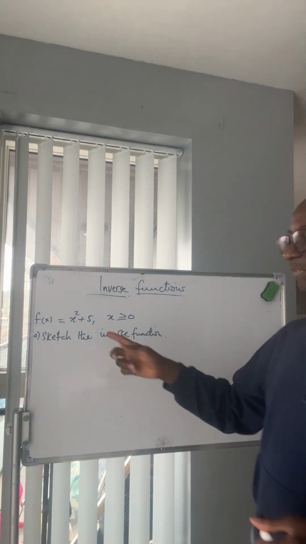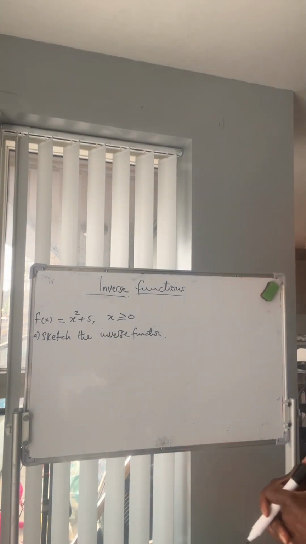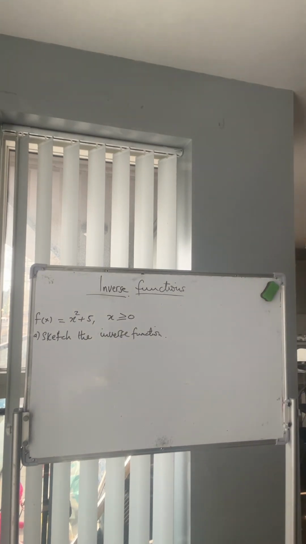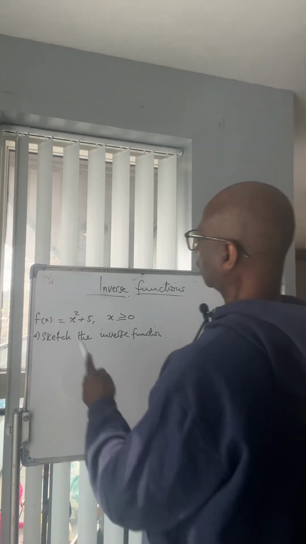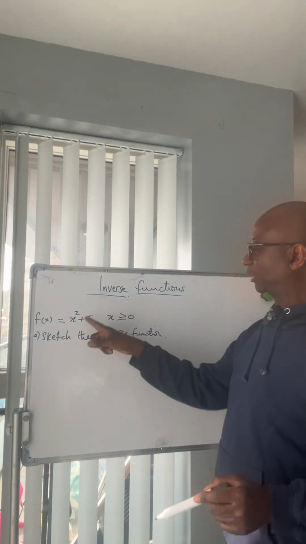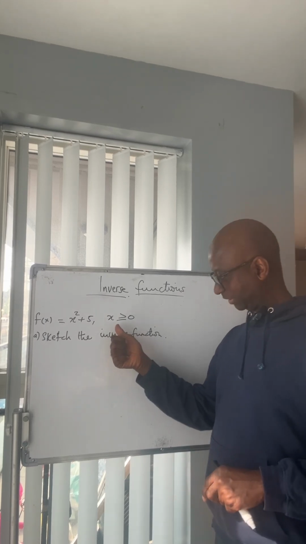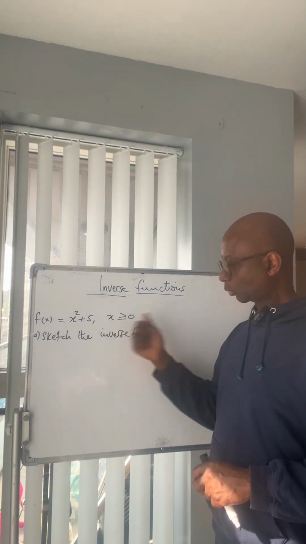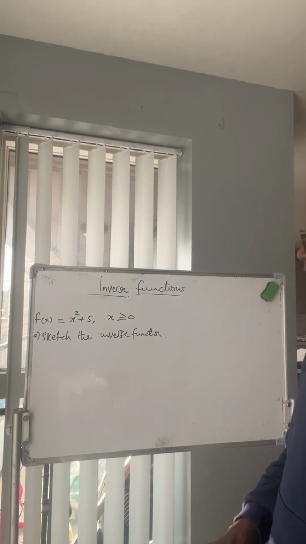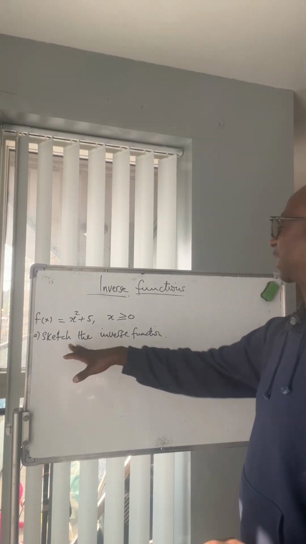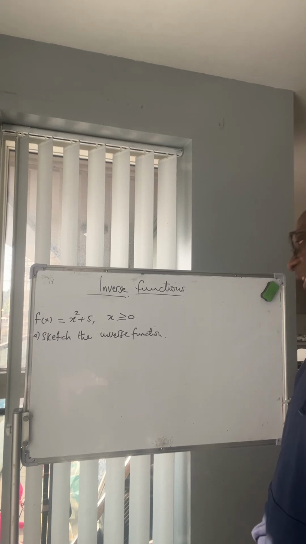We are looking at inverse functions here. We are given a problem. The function says f of x equals x squared plus 5, and x is greater than or equal to 0. Part A, we are asked to sketch the inverse function.